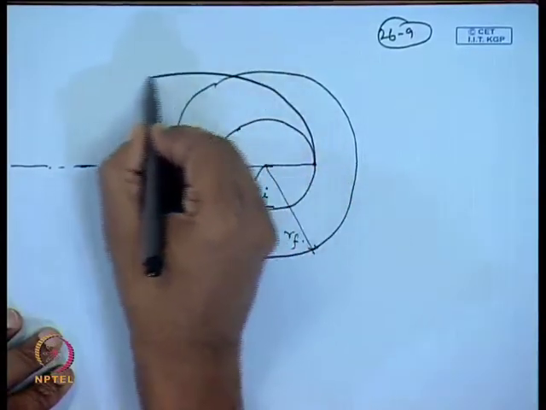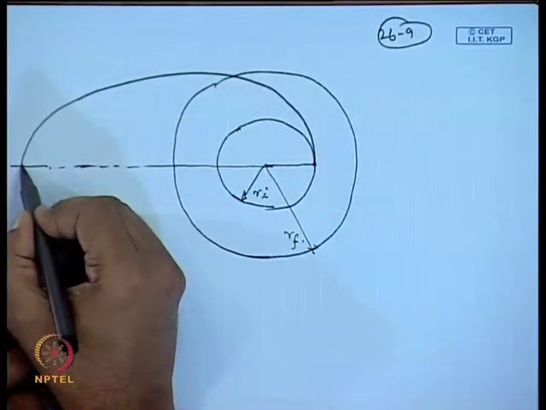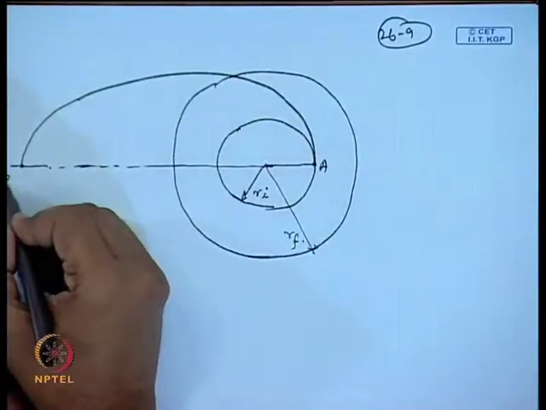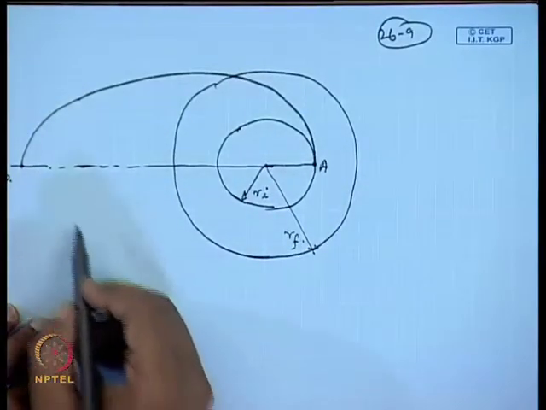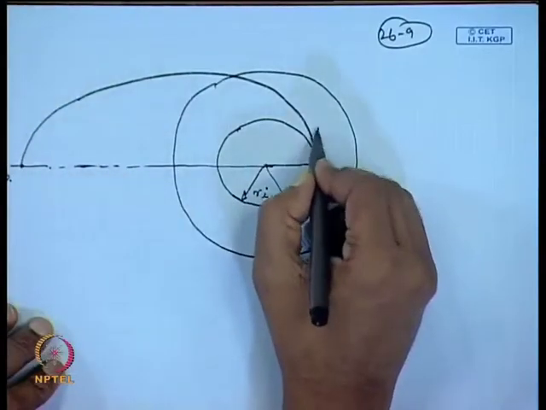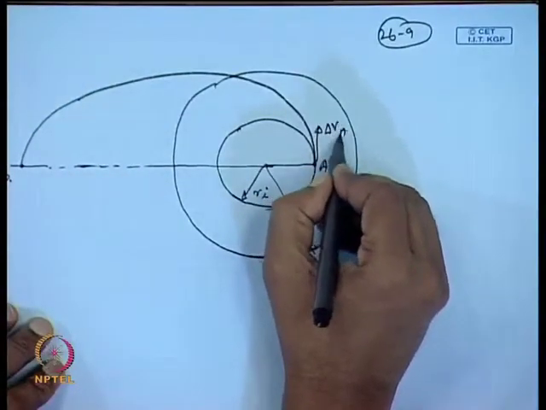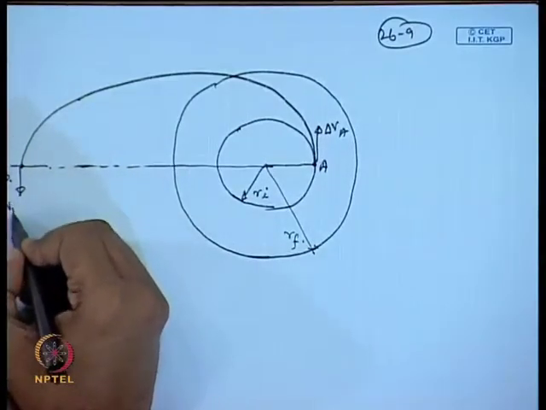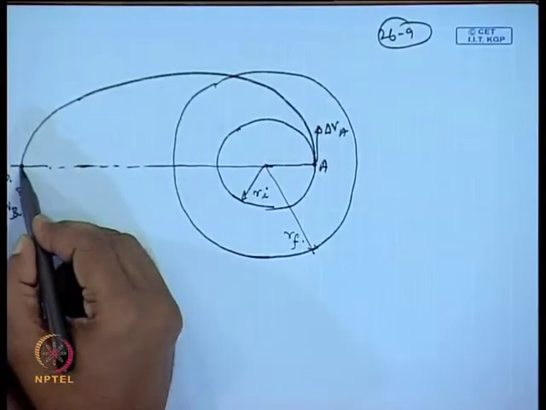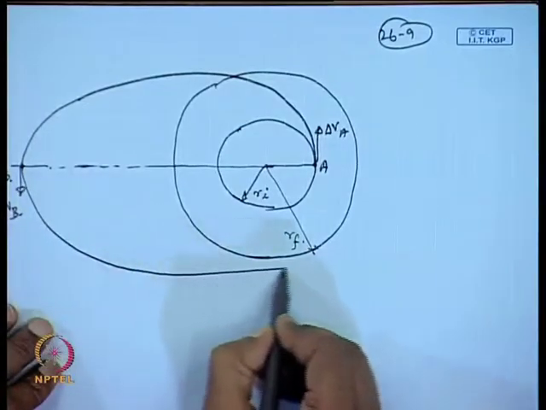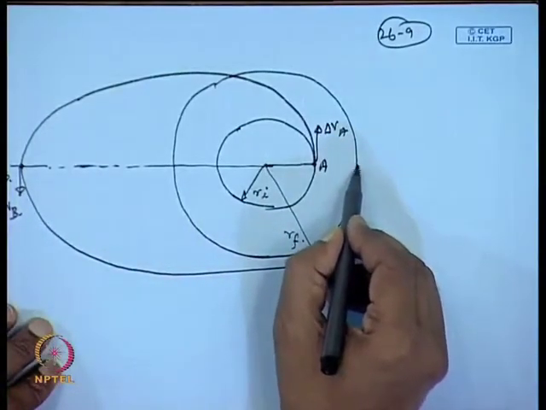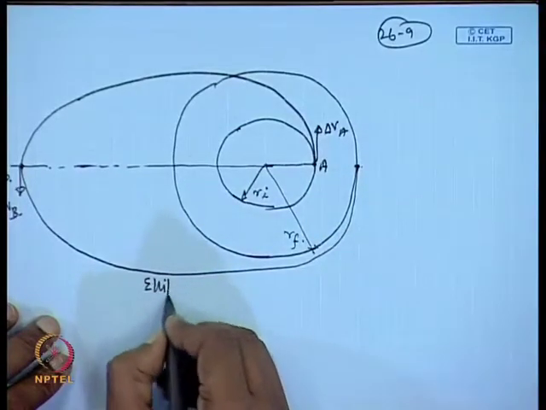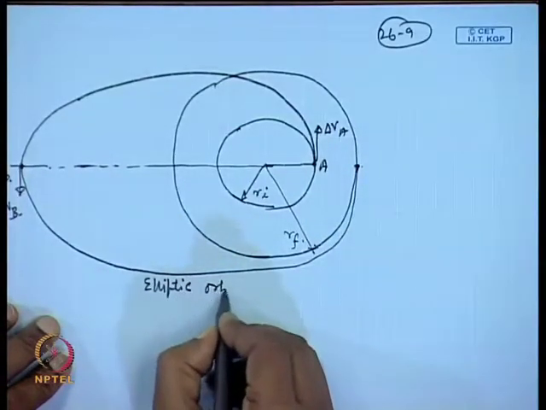So, in bielliptic transfer we transfer from point A to point B. Here the impulse delta V A was given, and then again the impulse delta V B was given, and then it is transferred to this point in an elliptic orbit. This is the elliptic orbit.